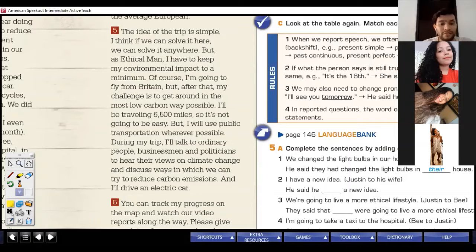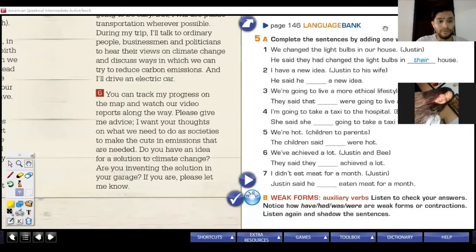During my trip, I'll talk to ordinary people, businessmen, and politicians to hear their views on climate change and discuss ways in which we can try to reduce carbon emissions, and I'll drive an electric car. Along the way, please give me advice. I want your thoughts on what we need to do as a society to make the cuts in emissions that are needed. Do you have an idea for a solution to climate change? Are you inventing the solution in your garage? If you are, please let me know. Thank you. Very good, Miss Maria.